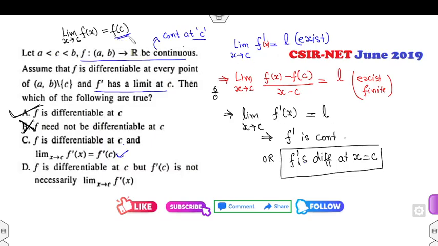What is L? You can see L is f of c, but if you apply L'Hopital's rule, this is f dash c, because f is differentiable, so f dash is continuous. Once this is continuous, then this limit will be f dash c. So this option is also cancelled. A and C are the right answers of this problem.